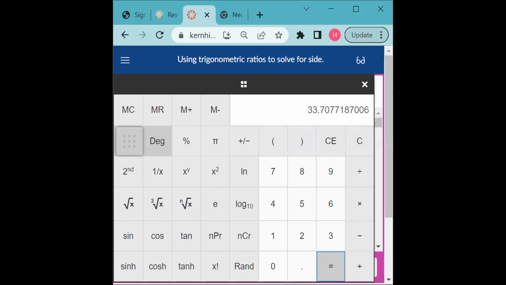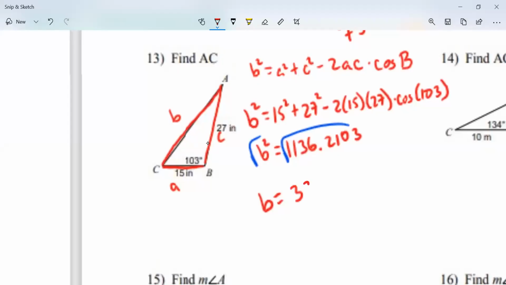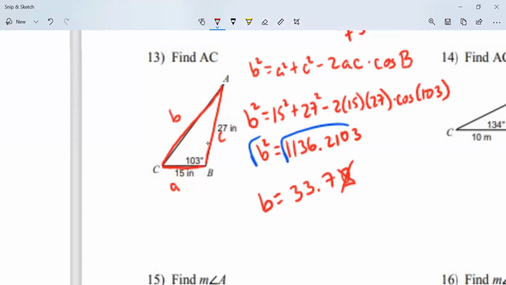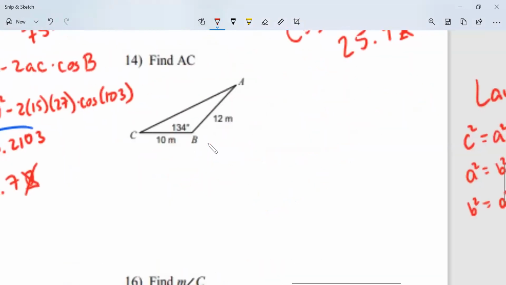Let me come back to my work here. 33.70. I write 2 decimal numbers for my answer. I take a look at the second decimal number. It's a 0, so it's too small. And again, too small means 4 or less. So my answer would be 33.7. Okay, makes sense. Let's take a look at number 14.